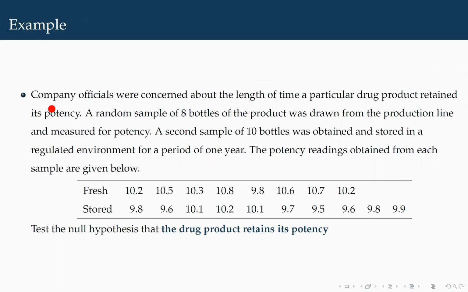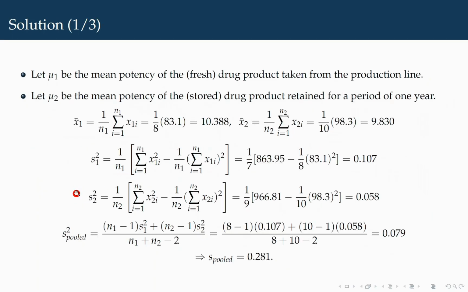So based on this data, we can obtain these summary statistics. The sample mean potency of the first group, the fresh one, is 10.33, and the sample mean potency of the second group, the stored drug product, is 9.83. And here the variance of the first group is 0.107, and the variance of the second group is 0.058.